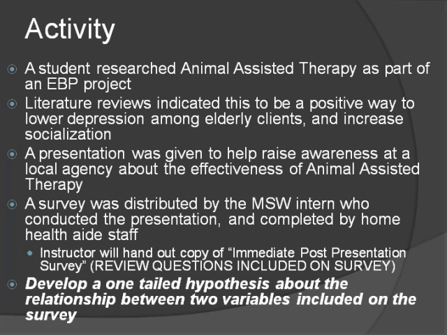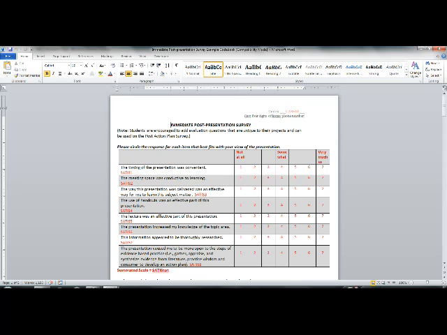So let's refer now over to the survey. A copy of this is provided on Blackboard, so you could log into Blackboard and download a copy of the survey itself to review on your own, and you can follow along as well on the video as I share this with you. Okay, so here is a copy of the survey that was distributed by the student, again, after giving the clients as well as the staff members information about animal-assisted therapy.